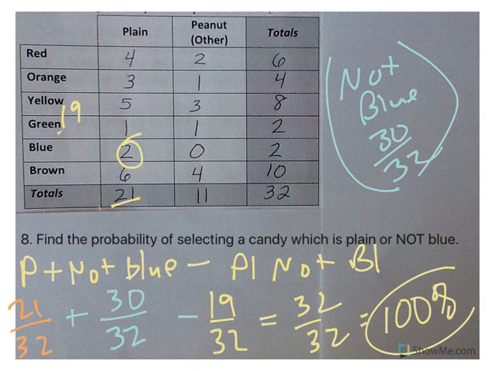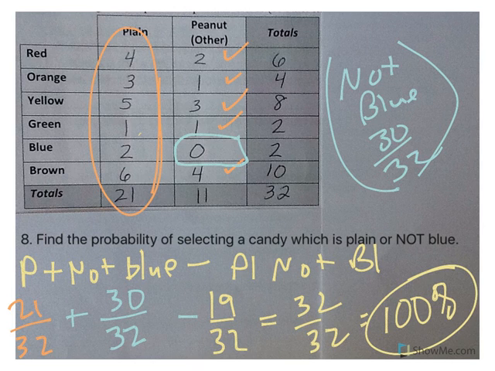And you're thinking, how can that be 100%? How do I have a 100% chance of getting a plain or not blue? Well, think about it. You want plain. Any of these candies are okay. And you want not blue. So these are okay, these are okay. Everything except the blue candy. Well, notice I don't have any blue peanut candy. And that's why your probability is 100%. If you put these in and you're saying, okay, I have to have a plain M&M, or it can be peanut but not blue. And that's 100%. And that's the end of this video.